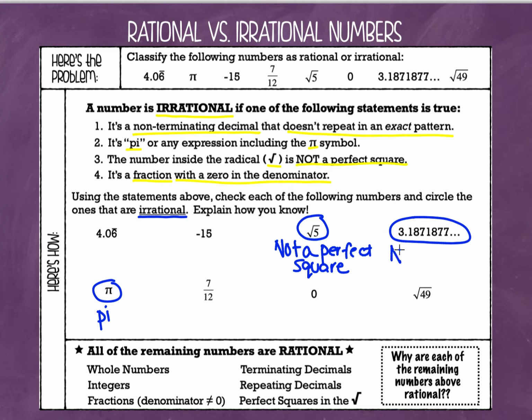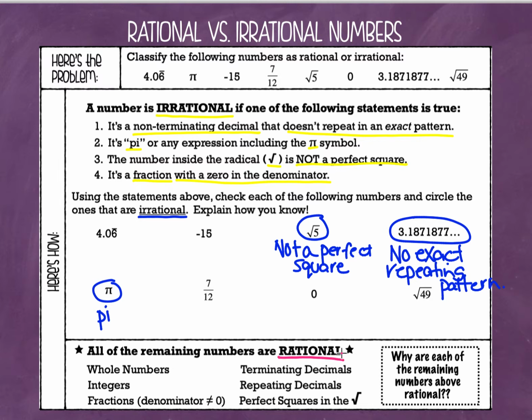And that's because it has no exact repeating pattern. And that word exact is so important because I definitely see a pattern in there. I could even guess what the next one would be. It would probably be 187, 1877, and then maybe 18777. It's definitely a pattern, but it's not exact. So we have to make sure that we check that it's an exact pattern. So these are our three irrational numbers out of all of the numbers in our problem above. The remaining ones are all rational, and we're going to explain why right now.